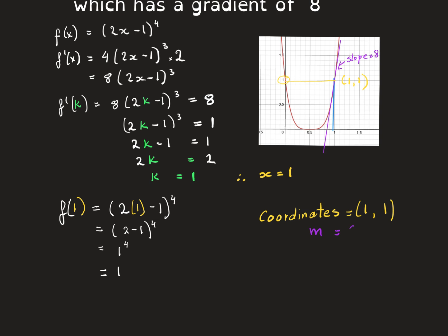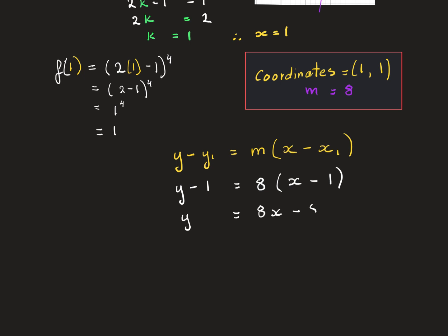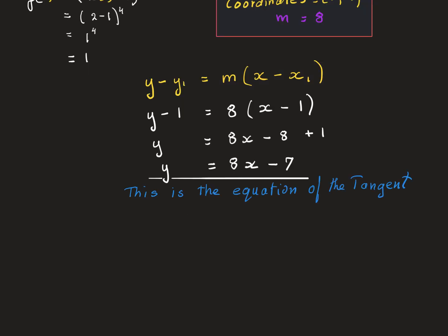And the slope is equal to 8. And having this allows me to use my equation of a line. So I'll just substitute for y1, it's 1, and then m, which is the slope, is 8, times x take away x1. I just work this out, and it is equal to 8x − 8 + 1, which is 8x − 7. And this is the equation of the tangent.